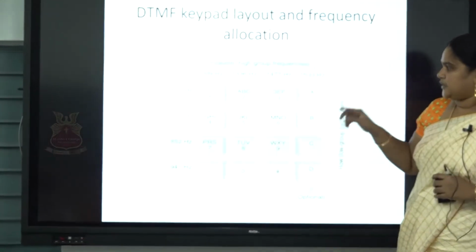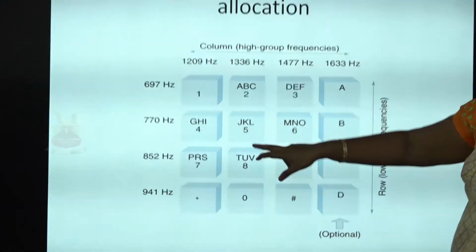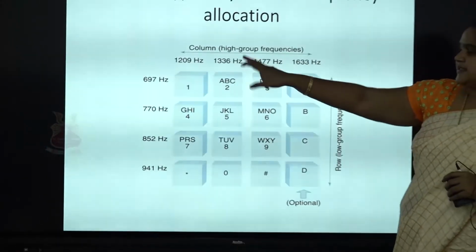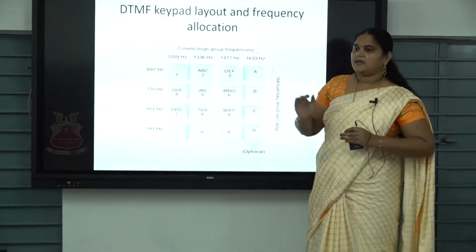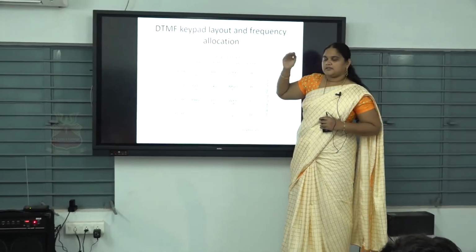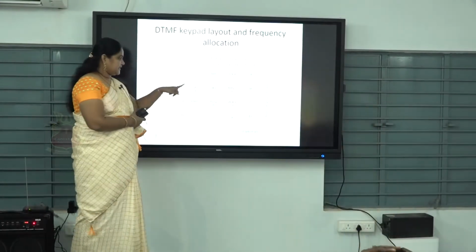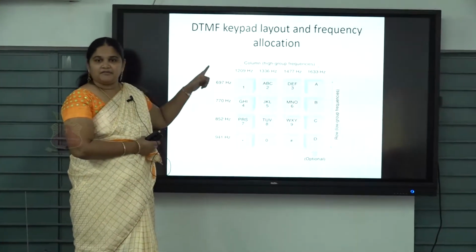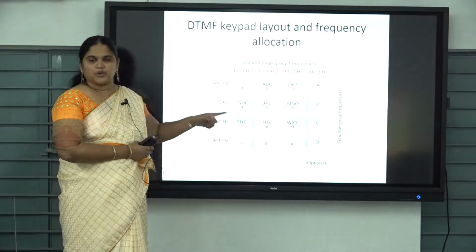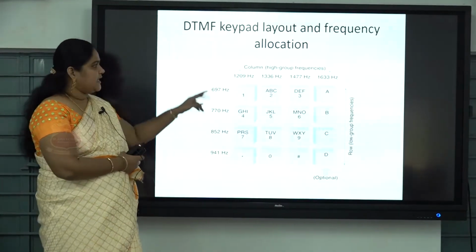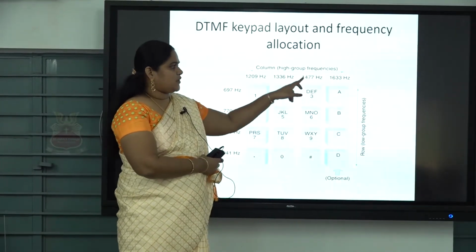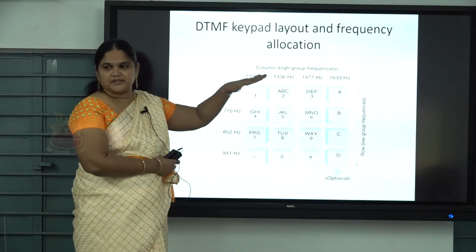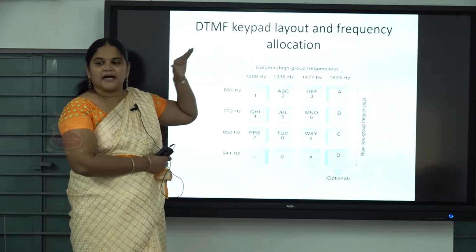If we want to dial a number, for example if you press number 5, the 770 Hz signal plus the 1336 Hz signal will be added and sent to the exchange. The 697, 770, 850 and 941 Hz are called the low group, or vertical group, or row group. The 1209, 1336, 1477 and 1633 Hz are called horizontal frequencies, or column frequencies, or high frequencies.